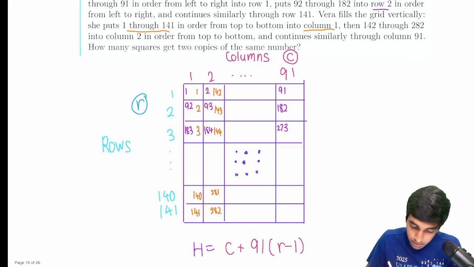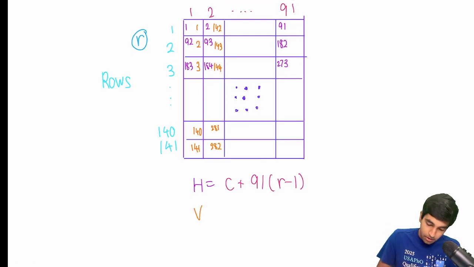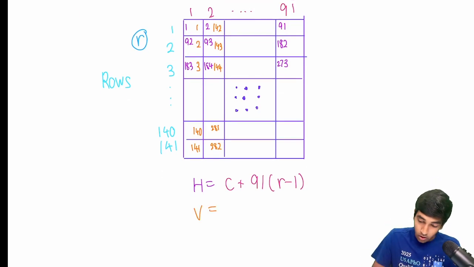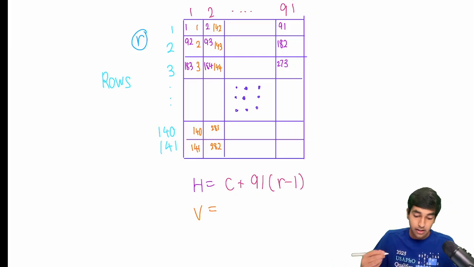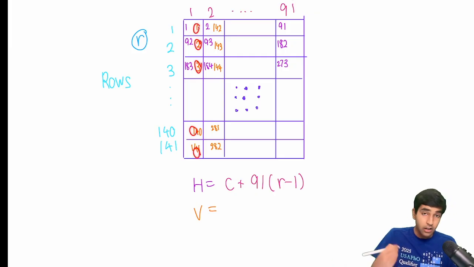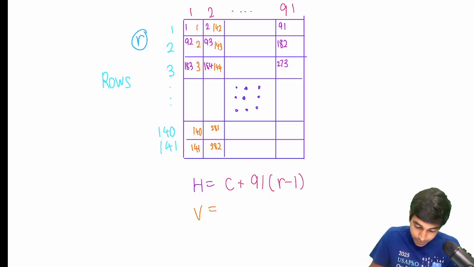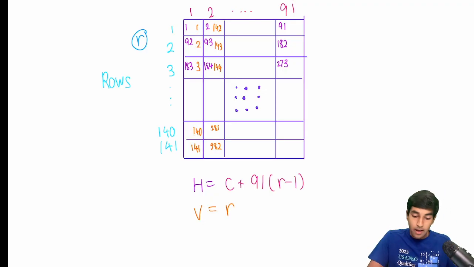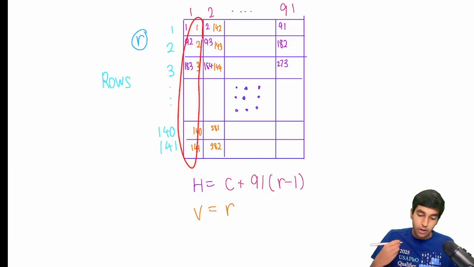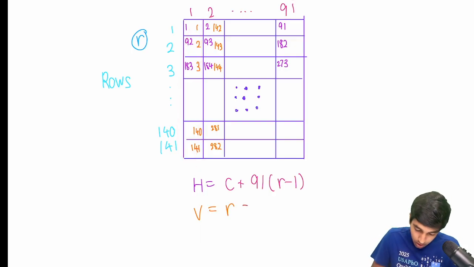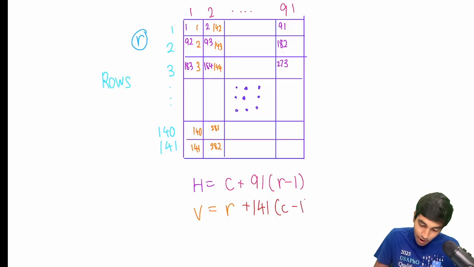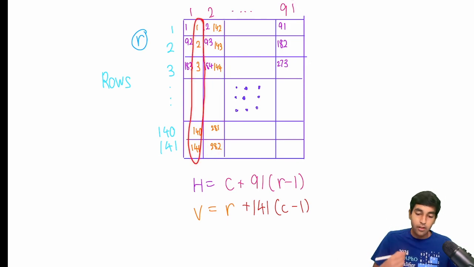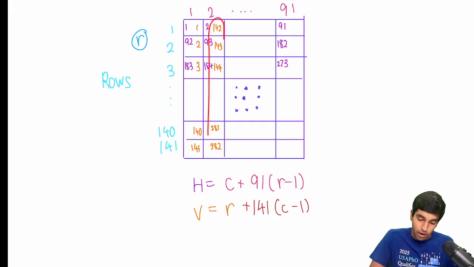Vera's numbers are very similar, with almost the same logic. Vera's number goes 1 to 141, so it depends on the row number. The row number is its baseline value, and we increase it by 141 each time we finish a column, for each extra column we have. For example, in column number 2, we add 141 to our baseline row value, because we're in the second column. We add 141 to each of these terms.